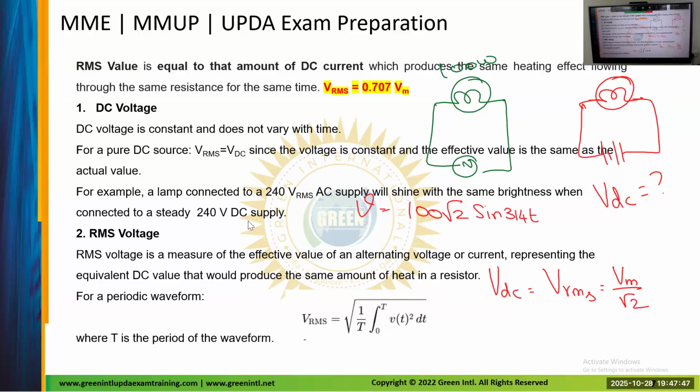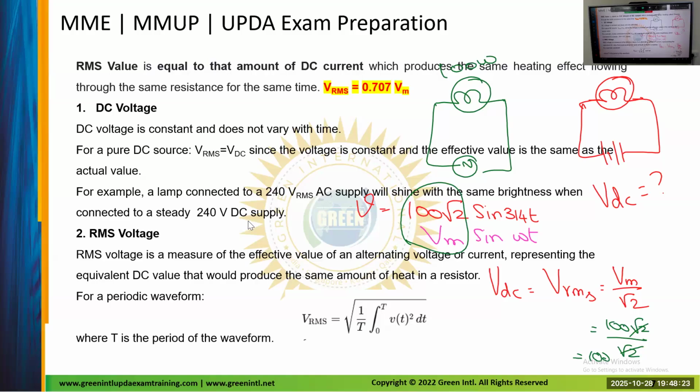Correct? What is the value of Vm? We get it from the given data. So this is Vm sine omega t, so 100 root 2 is Vm. So we put here 100 root 2 divided by root 2. Root 2 cancels, we get 100. So that means we need to use a 100 volt DC supply to get the same brightness.